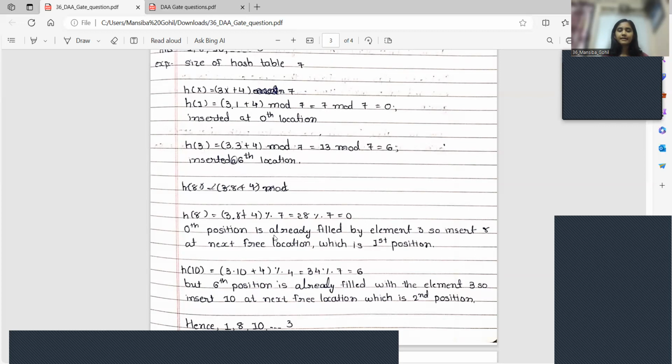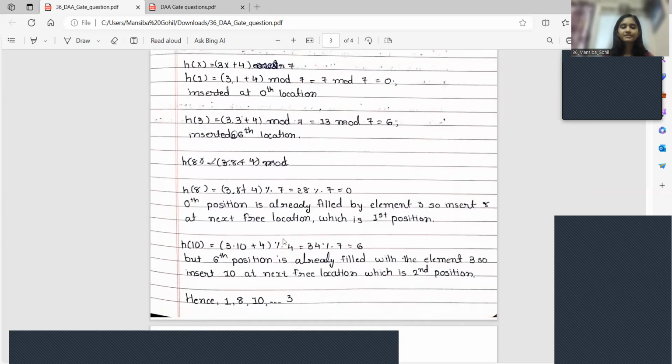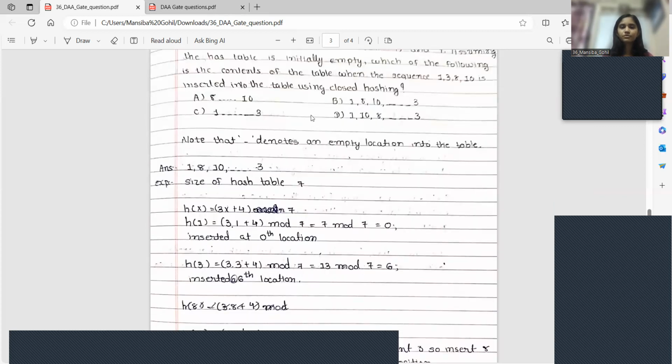Now for the next element, which is the last and which is 10. So we again use the same formula and we are left with 34 modular 7, which has the answer 6. Again, the 6th position is already filled with an element. So what would we be doing? We will be inserting it at the next free location, which is the second position, which leaves us with 1, 8, 10, 3. So the correct answer for it will be B.